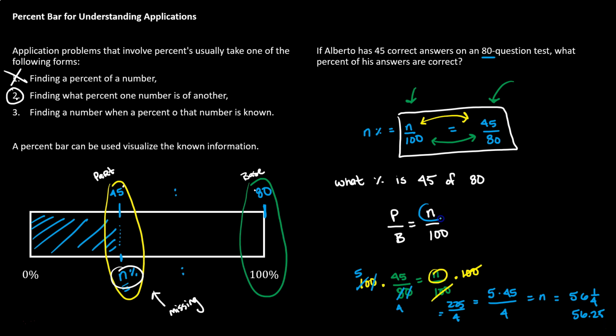Remember that n represents the parts out of 100. So when we go back to reread the question, what percent of his answers were correct? It would be the 56.25%. We don't need to convert that number. It's already a percent based on the way that we've set it up in this problem.